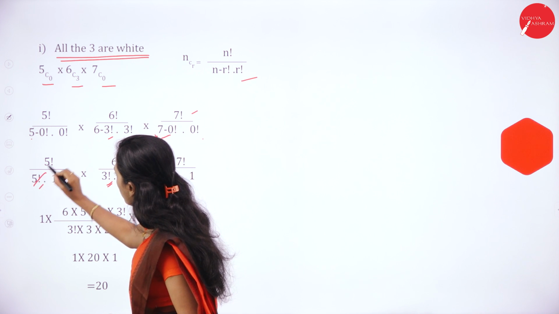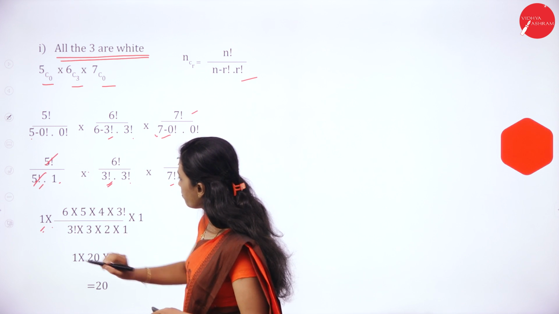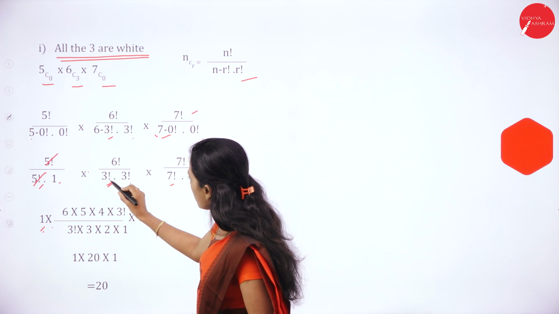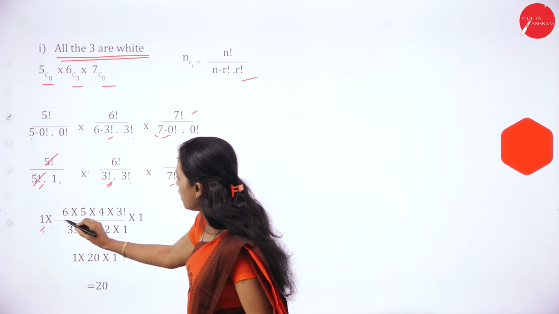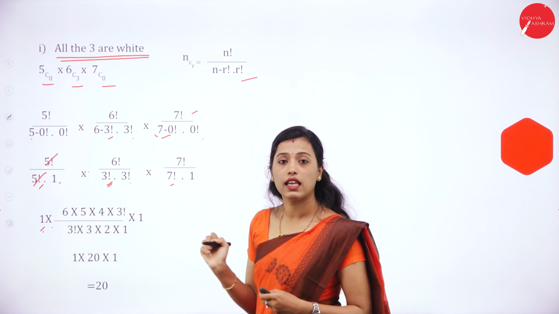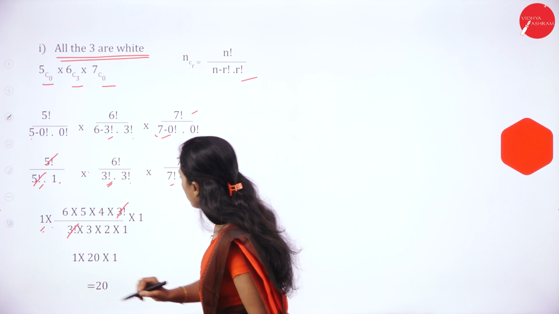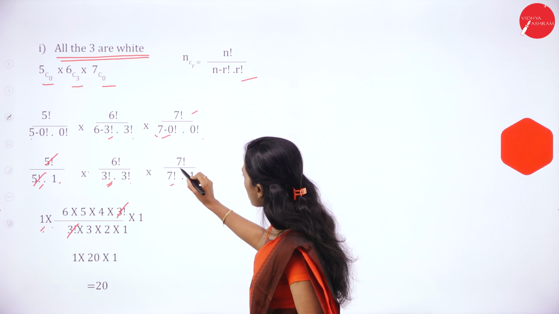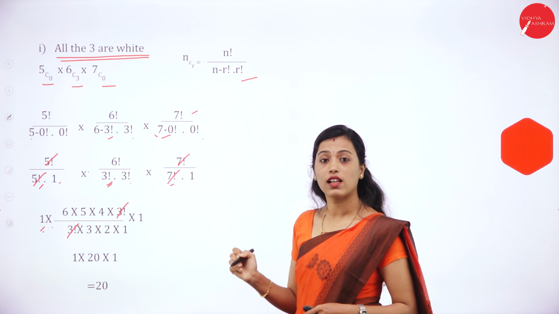Then 5 factorial will get cancelled. It is 1 into 6 factorial means 6 into 5 into 4 into, here in the denominator we have 3. So we'll stop at 3. 3 factorial divided by 3 factorial into 3 factorial means 3 into 2 into 1. So here 3 factorial will get cancelled. Into 7 factorial divided by 7 factorial into 1, means 7 factorial will get cancelled.